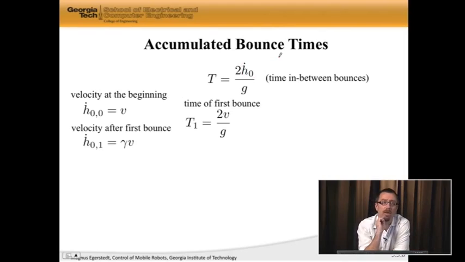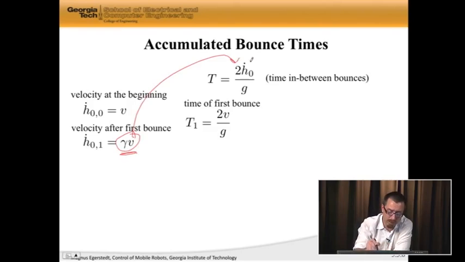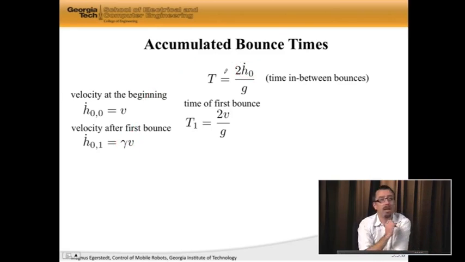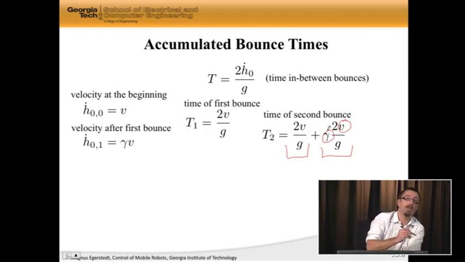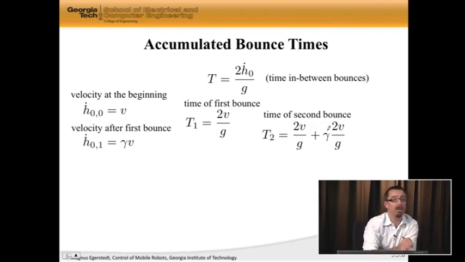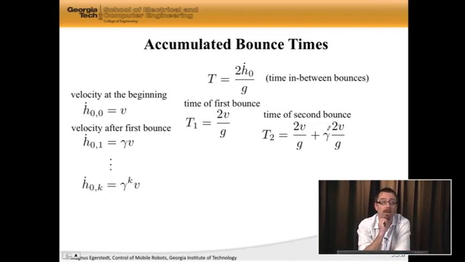Well, the velocity after the first bounce, the reset condition says that I have gamma times v. So, okay, I have a new v here. That's what I'm going to plug into my h dot naught there. That immediately tells me that the time of the second bounce is the time of the first bounce plus the time it took for the second bounce. And instead of v, I have v divided by gamma there. So that's how long it took me to perform two bounces.